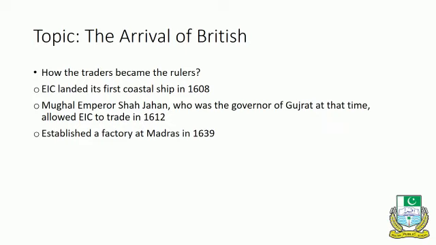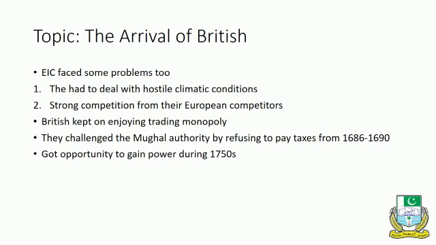In 1639, the East India Company expanded towards the eastern coast and established a factory at Madras as well. But life was not a bed of roses for EIC employees. They had to deal with hostile climatic conditions and their European competitors, the French and the Portuguese. Because of the presence of European competitors, EIC had to assemble its own military and administrative departments as well. And soon its factories were converted into forts.